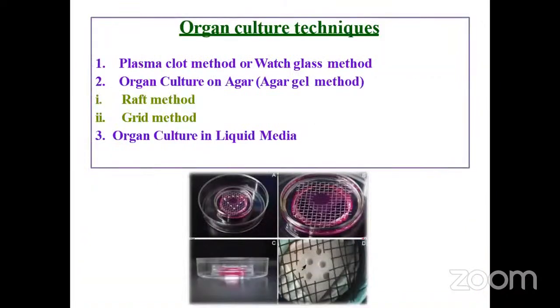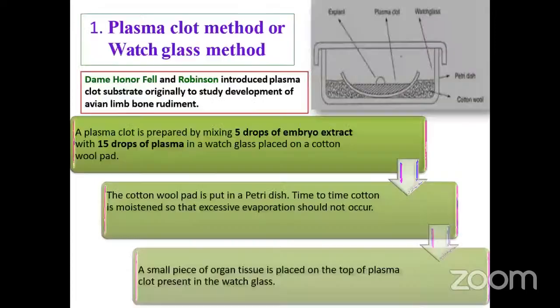So, organ culture techniques. You can see here the plates which are used. The plasma clot method, that is the hanging drop method, or watch glass method, where the clot is hung and in that we culture the cells or organ. Then organ culture on agar gel method, which is again of two types, raft method or grid method. And another one is in liquid media, where complete liquid is used. So these are the various techniques.